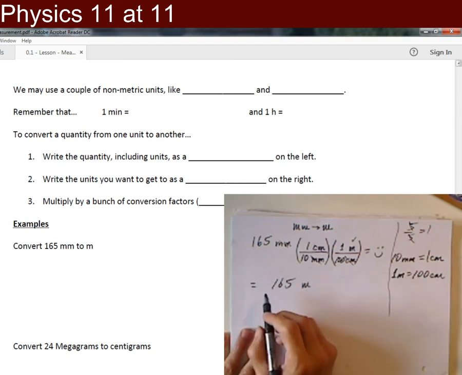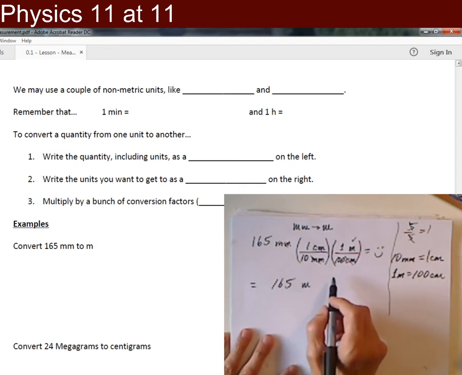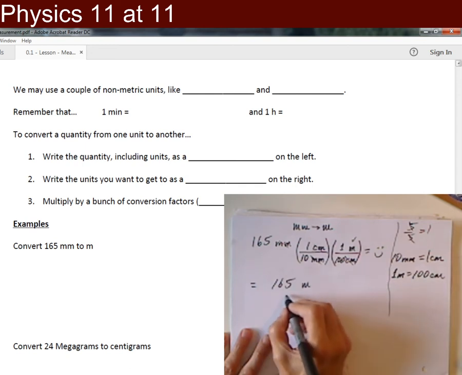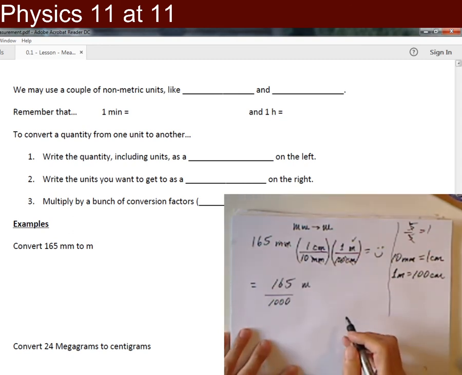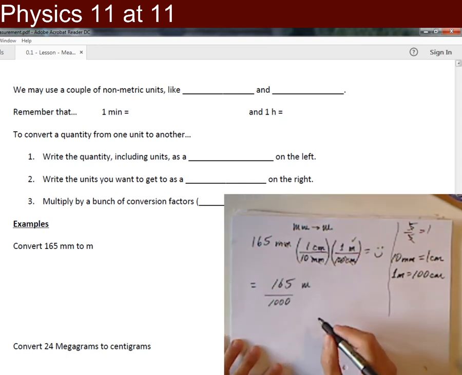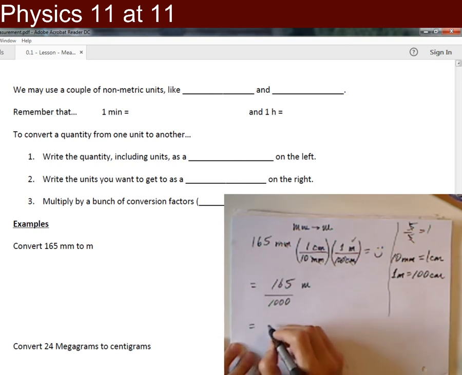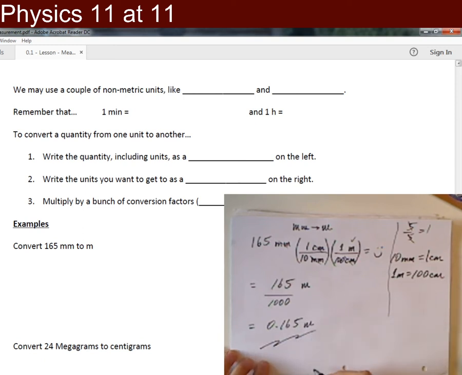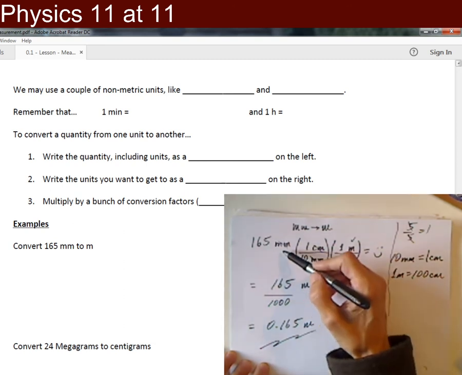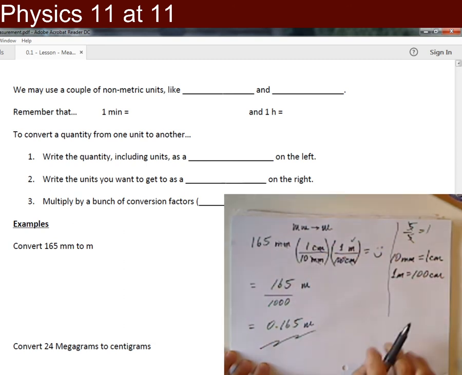On the bottom, we have 10 times 100, so that's 1,000. There are no units there, they all disappeared. And so this will leave the final answer then of 0.165 meters. In other words, 165 millimeters is the same as 0.165 meters.